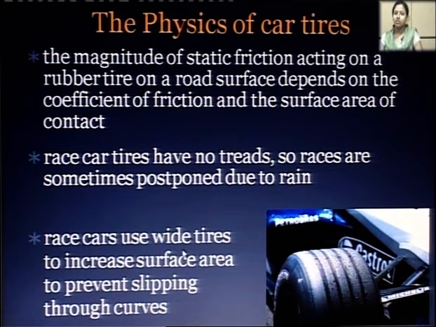So race cars use wide tires to increase the surface area and to prevent slipping through curves. If we want to prevent race cars from slipping, their contact area with the surface should be more, so their tires are wide as compared to ordinary vehicles.